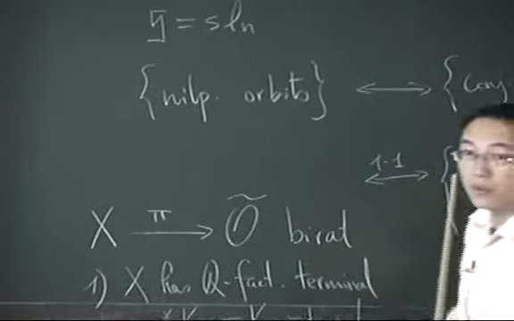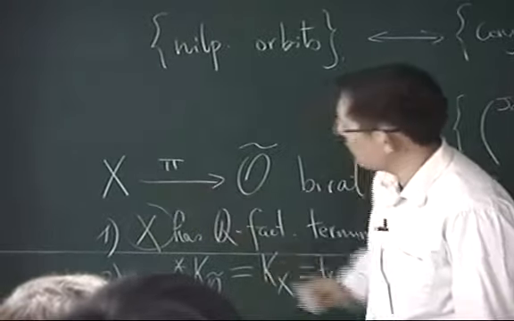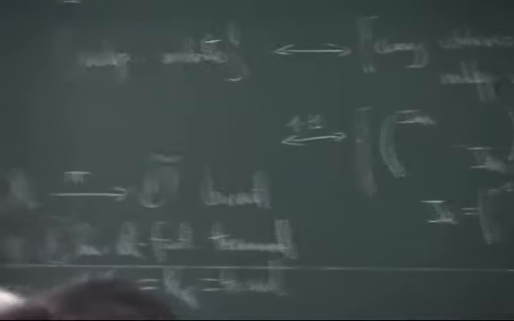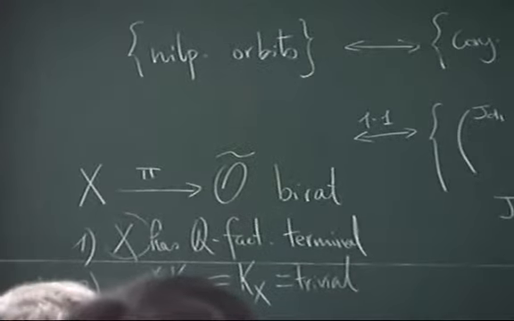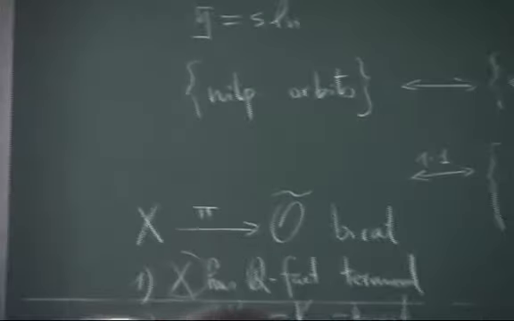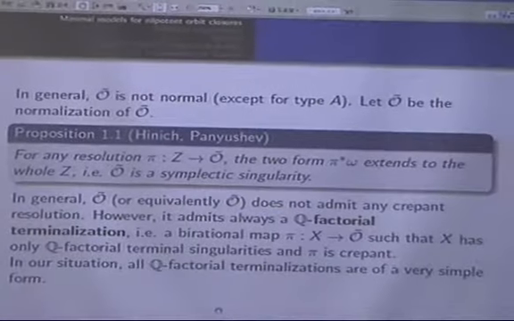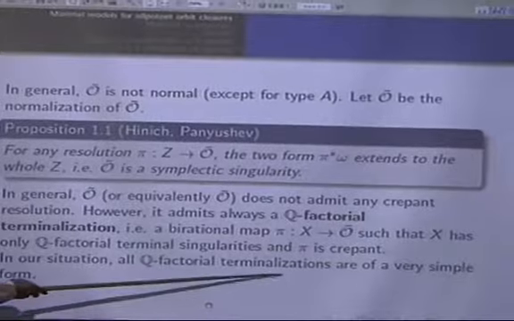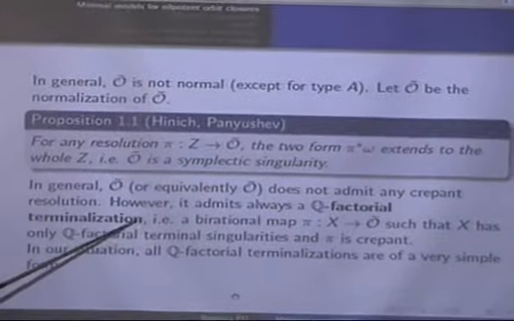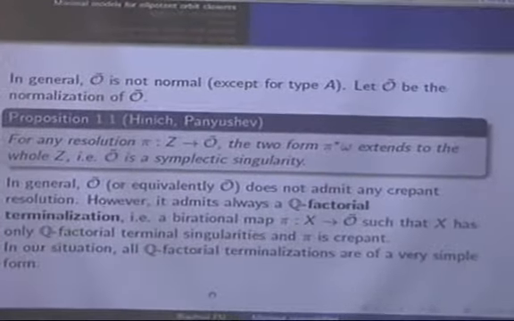So this is the Q-factorial terminalization. For a crepant resolution, we require X to be smooth, and in general a Q-factorial terminalization always exists. However, in our situation this becomes much simpler, because all Q-factorial terminalizations are of a very special, simple form. So in fact, we can find all Q-factorial terminalizations. We can determine all X such that this gives a Q-factorial terminalization.